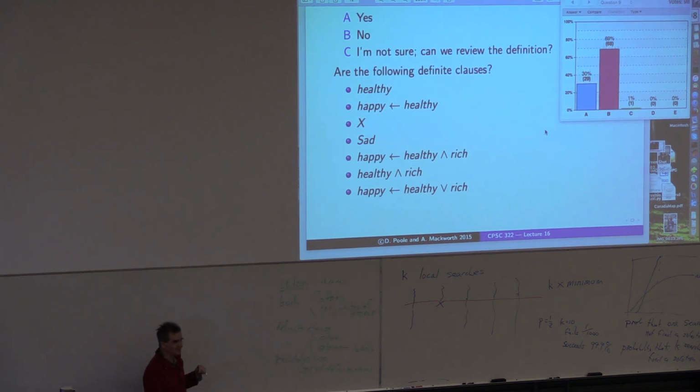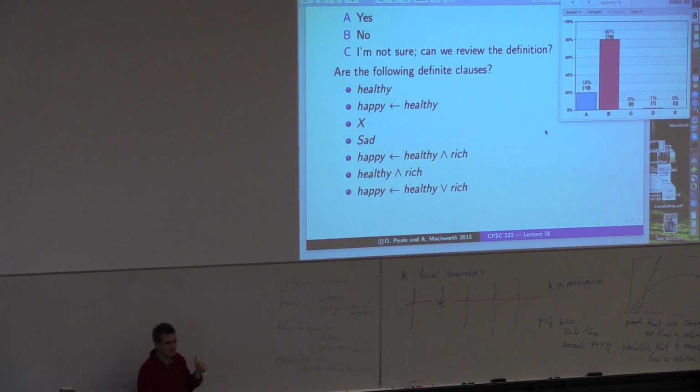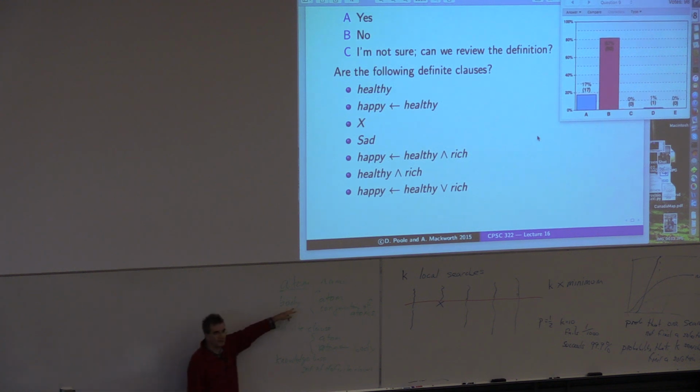Right, this is not a definite clause. We can't write ors in the body. We're a very silly language. It's an extremely restricted language we're going to do. We're not allowed to write that. We're only allowed a conjunction, right? We're only allowed ands in the body. Okay? Questions?